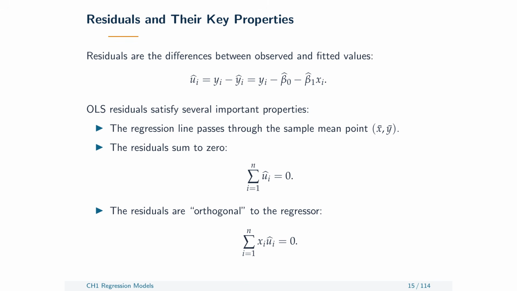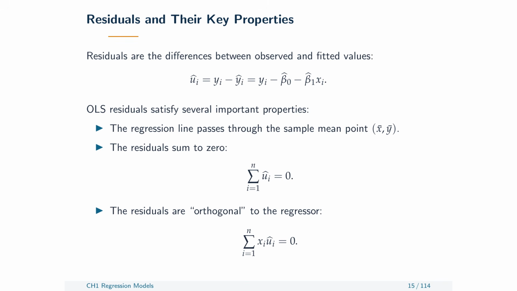First, we cannot estimate a slope if x has no sample variation. Second, the sign of the slope follows the sign of the sample co-movement between x and y. The fitted line can be written as the mean of y plus beta 1 hat times x minus the mean of x, so it passes through the sample mean point.